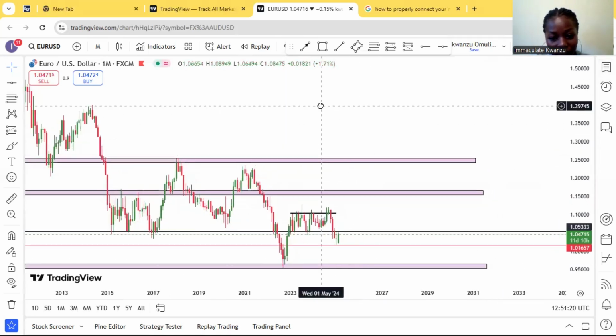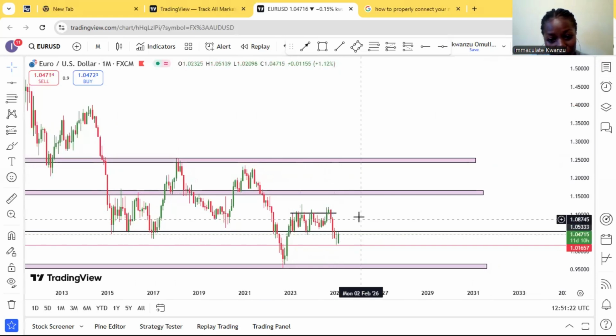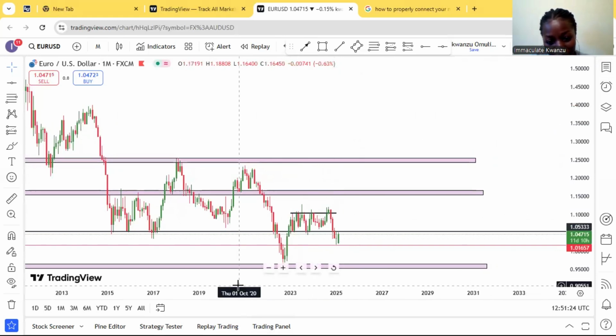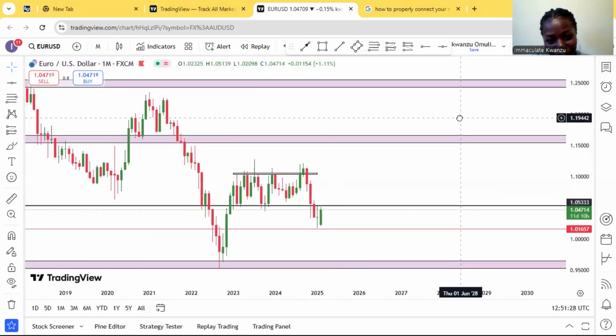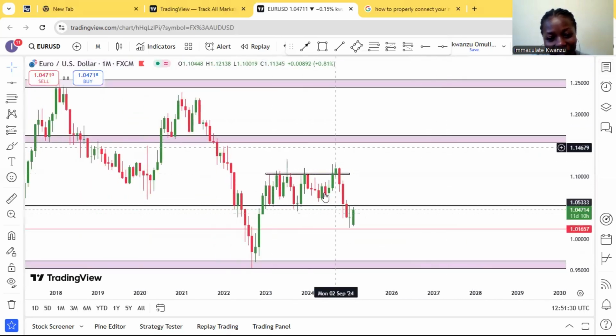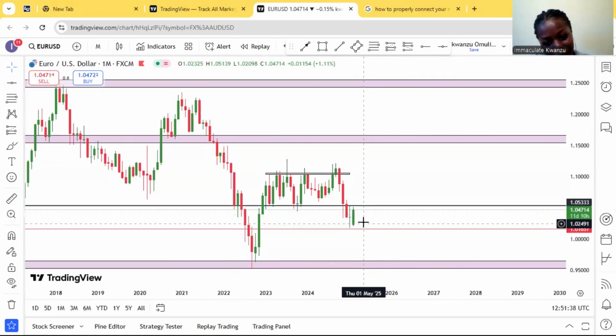Okay, so looking at the month, we hit a beautiful range right over here. A long, long range. We broke out, and I think we are coming back to retest it. So this level here is going to determine exactly what happens to the euro in the coming few months, or rather in the coming weeks.